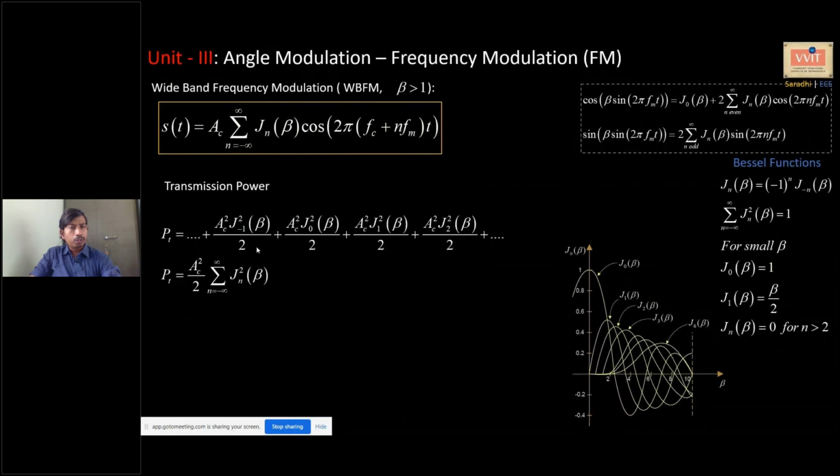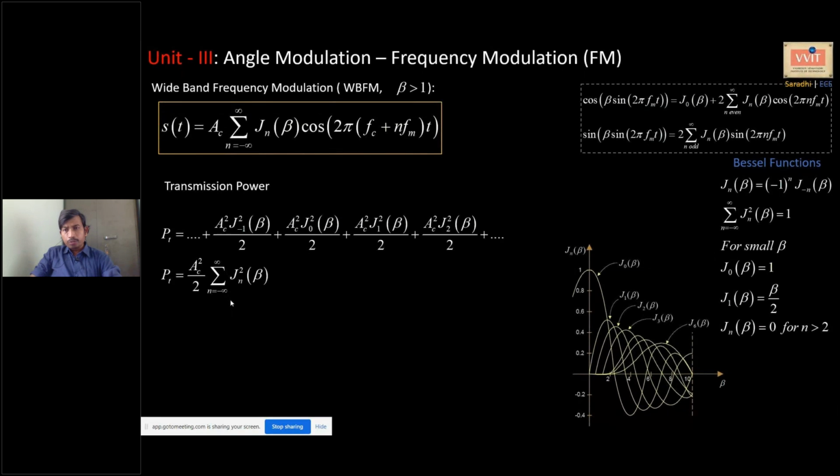So total power equals, from minus infinity, Ac square J minus 1 square of beta by 2, Ac square J0 square of beta by 2, Ac square J1 square of beta by 2. So the n value increases from minus infinity to infinity: n equal to minus 1, n equal to 0, n equal to 1, n equal to 2, and so on. There are an infinite number of terms. So what is the total power? Ac square by 2 summation Jn square of beta, where n equals minus infinity to infinity.